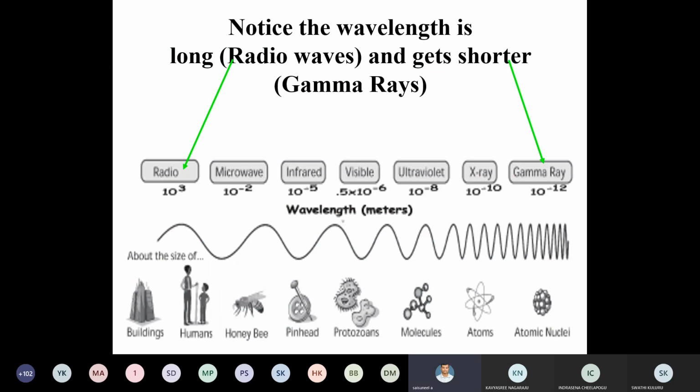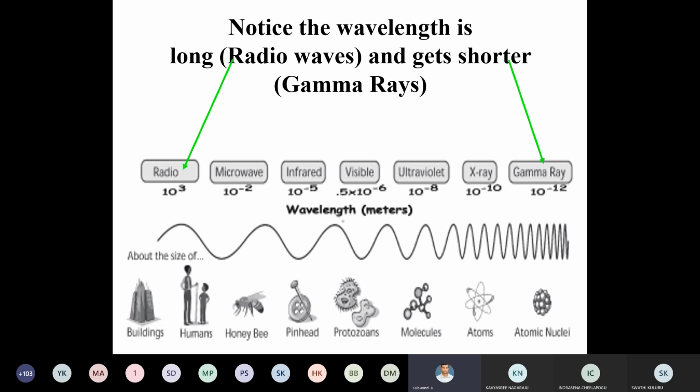Based upon the previous slide, what is the wavelength? You know how to calculate the wavelength of a signal: lambda equals C by F. What is meant by C? The speed of light in free space, divided by the frequency. See this figure.